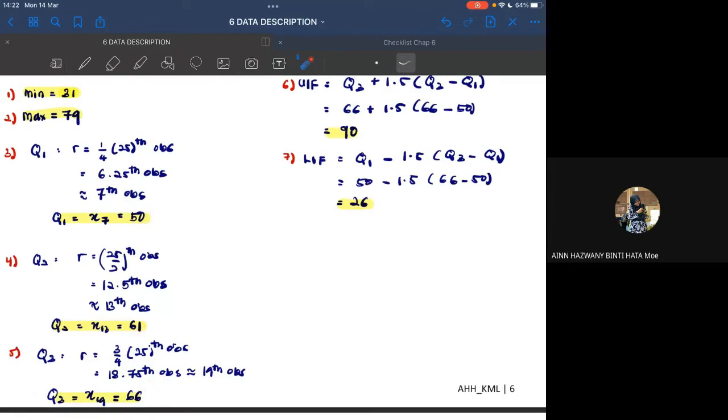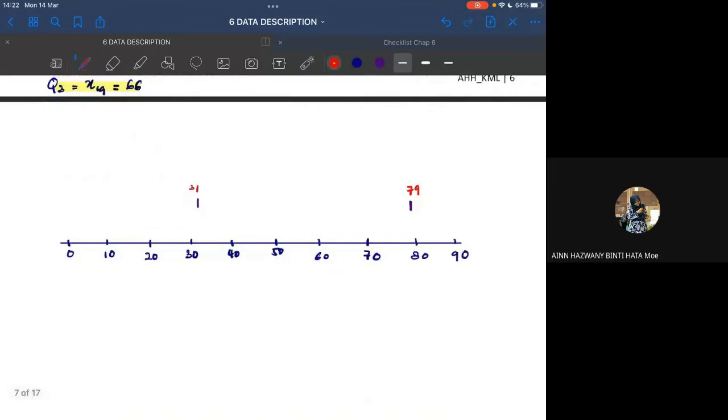Ada 50, 61, 66. So Q1, Q2, Q3 tu dia akan membentukkan box. Okay, so Q1 kita ialah 50. Q2 kita ialah 61, which is somewhere here, 61. Q3 kita ialah 66. Okay, somewhere here. Okay, so dia besar sikit lah daripada minimum dengan maksimum tu sebab kita nak jadikan dia box.